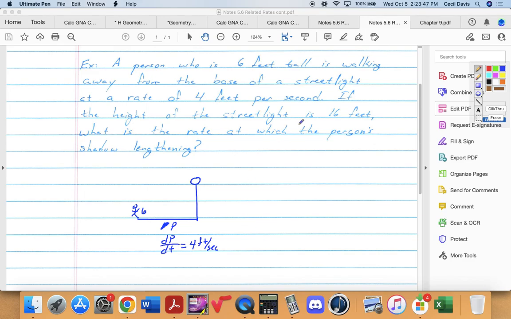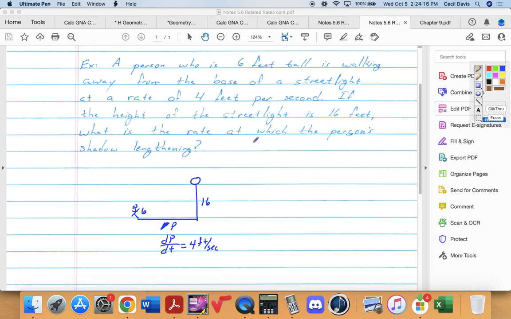Then it says the height of the street light is 16 feet. Since that's constant, go ahead and put it in. If it's something that's changing, use a variable for it. I've done ones like this where, it's a Jack and the Beanstalk problem where the light source is on something that's getting taller all the time.